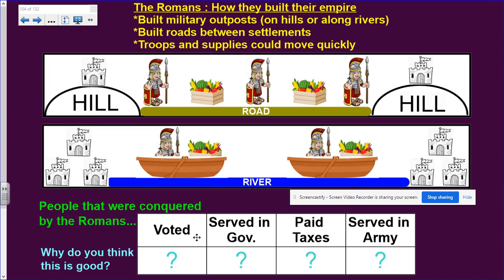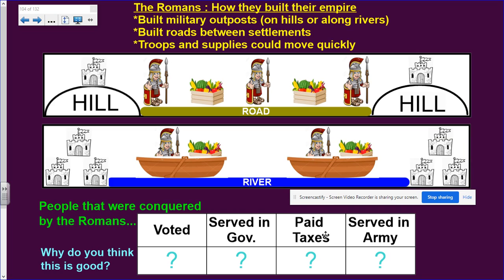So very similar to the voting rights, but this is slightly different because they could actually serve in the government and not just vote on things like regular citizens. Okay, paying taxes. Well, you might not think that paying taxes is a good thing, but it actually is. Because if you're allowed to pay taxes, those taxes are going to go towards a lot of different things, much like they do still today.